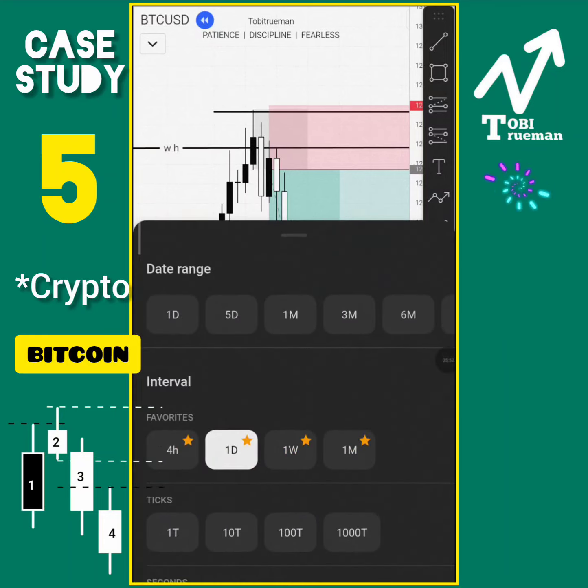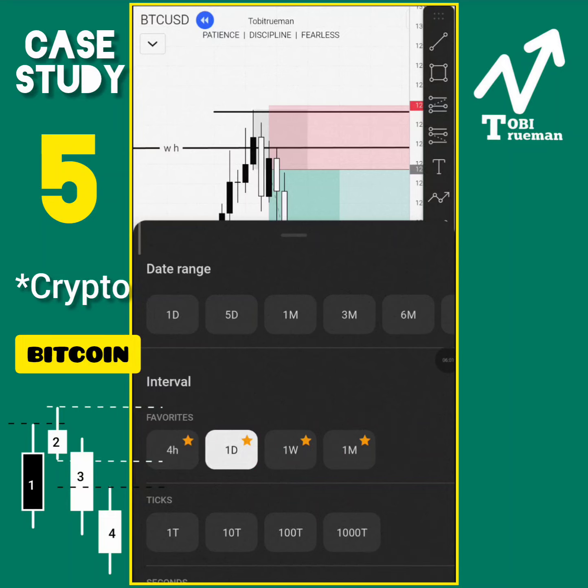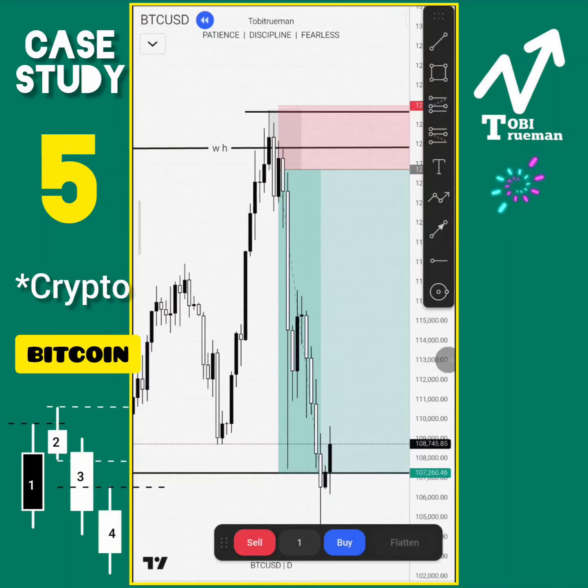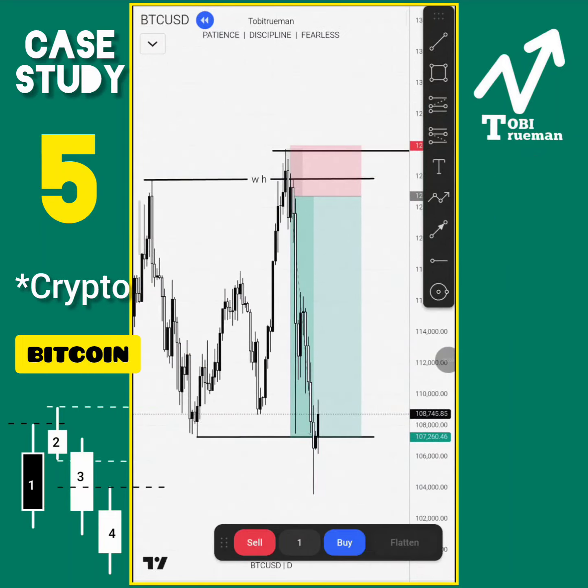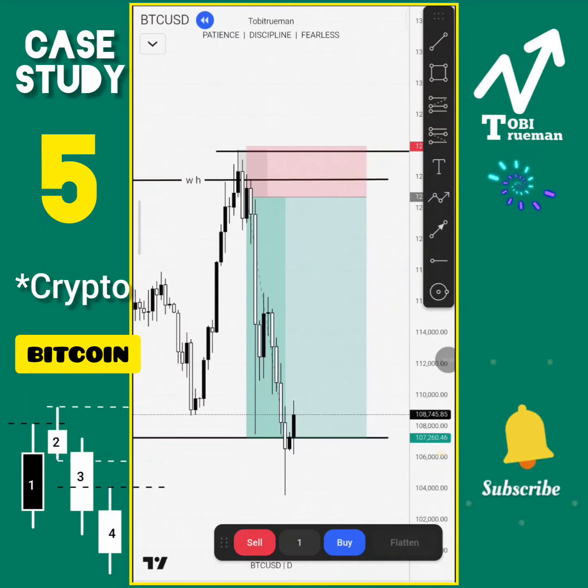That's, you trade it on the daily, you check for the price direction on the monthly, price direction on the weekly, and then you trade it on the daily. All right, so these things, they repeat themselves over and over again. That was how Bitcoin sold massively from last week here.